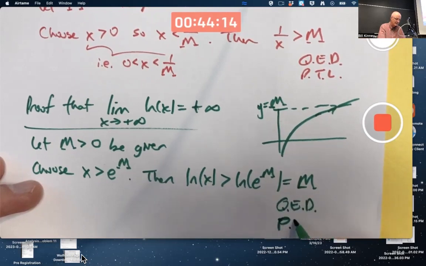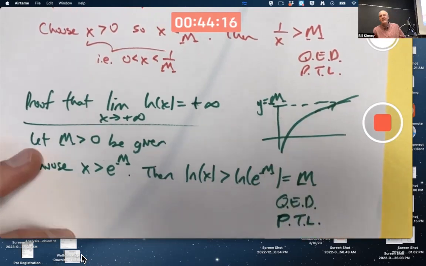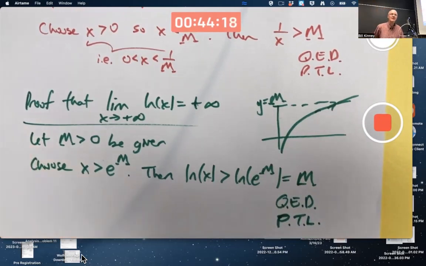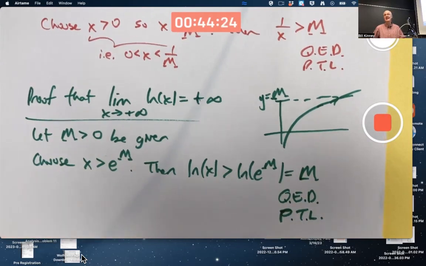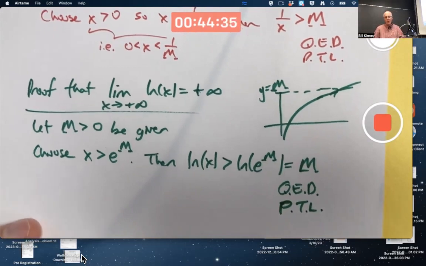PTL. You don't have to put QED or PTL. I just like putting them both because I think it's fun. QED is Latin for quod erat demonstrandum. I think I pronounced it right. It means I demonstrated what I wanted to demonstrate. PTL, of course, is praise the Lord. So that's all you need to do. It's both difficult and easy at the same time.